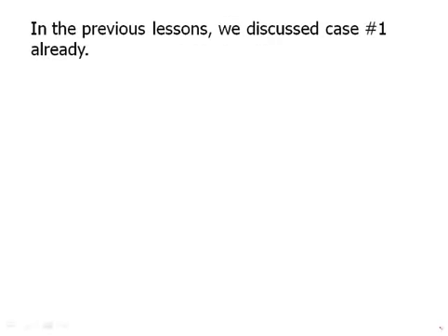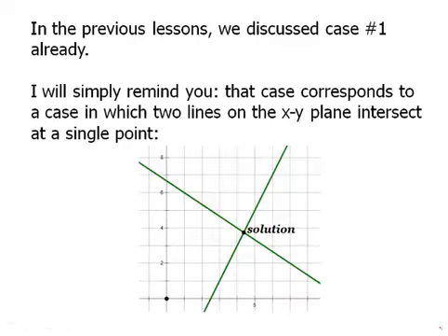Now, in the previous lessons, we discussed case one already. We discussed that in great detail, how to find the single solution, either by substitution or elimination. I will remind you, that case corresponds to a case in which two lines in the xy plane intersect at a single point. So usually, you pick one random line, another random line, and you're just going to get those lines intersecting at a single point. That is by far the most common case, but it's not the only case, and there are two other cases possible.